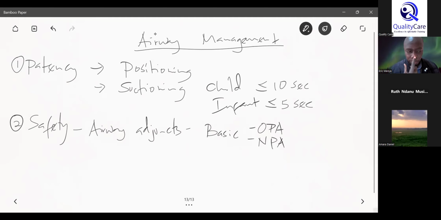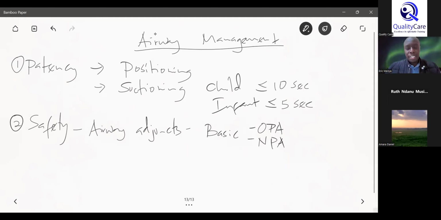So it is tip of the nose. It is tip of the nose to the earlobe. Okay. What about an OPA? OPA from the angle of the mouth to the angle of the mandible. Yes, so corner of the mouth to the angle of the jaw.